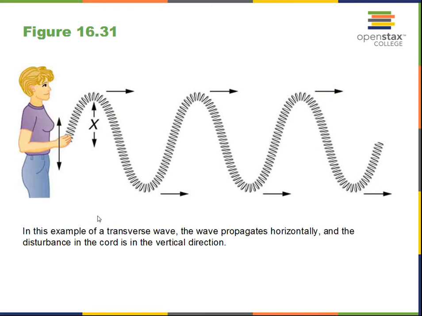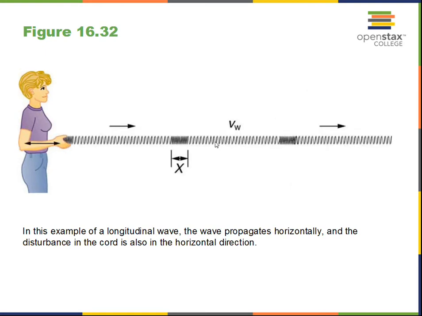Here's a transverse wave. A person is shaking one end of a coil of wire, like a slinky, and we see the oscillation up and down. The velocity is to the right. So this fits the category of transverse wave. The medium here is vibrating perpendicular to the direction of the velocity.